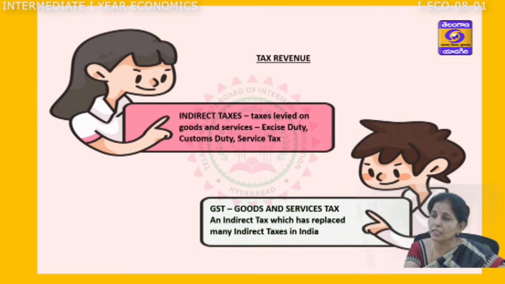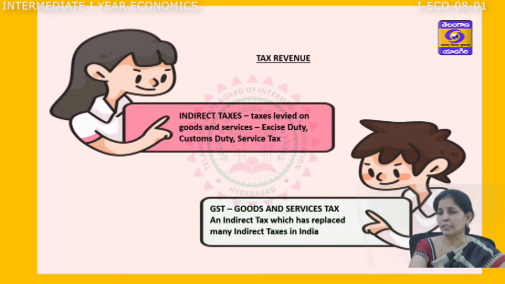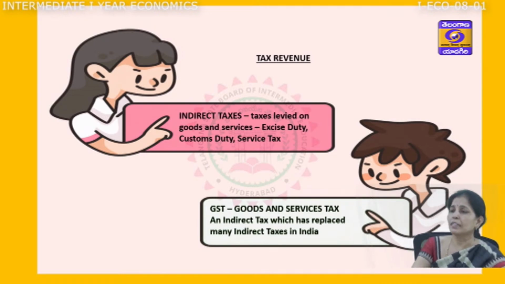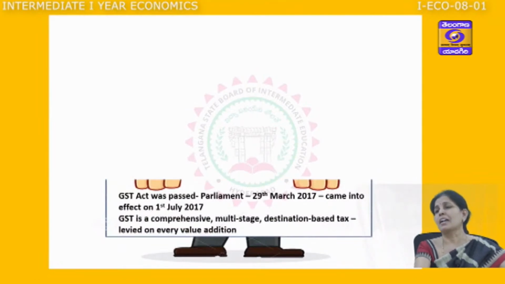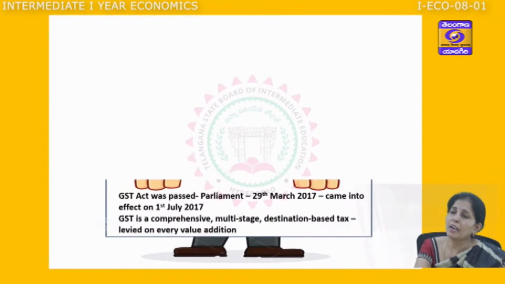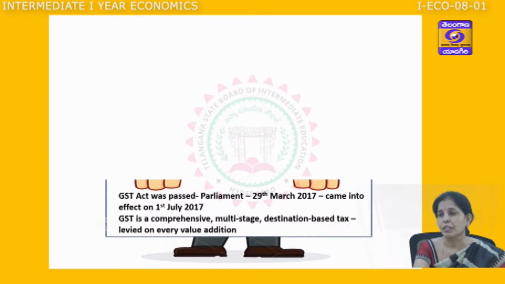So what is GST? Goods and Services Tax is an indirect tax which has replaced many indirect taxes in India. Now, when did this act come? The GST Act was passed in Parliament on 29th March 2017, and came into effect on 1st July 2017. You have to remember the date.